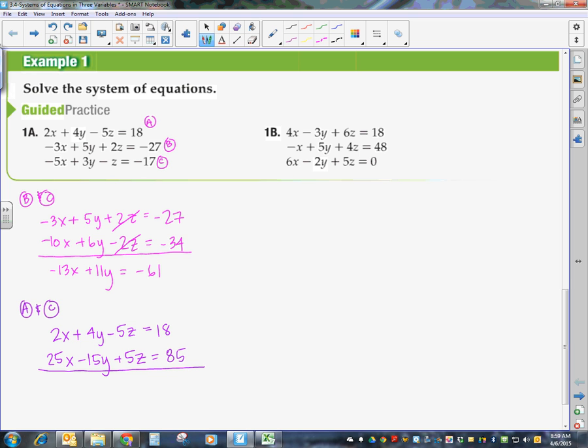So I'm going to add those together. 2 plus 25 is 27x. 4 minus 15 is minus 11y. Look at that, they're opposites. And then 18 plus 85 is 103.